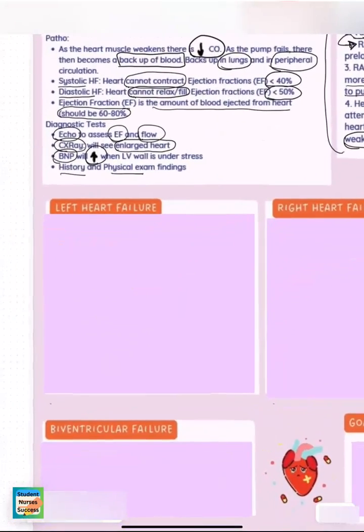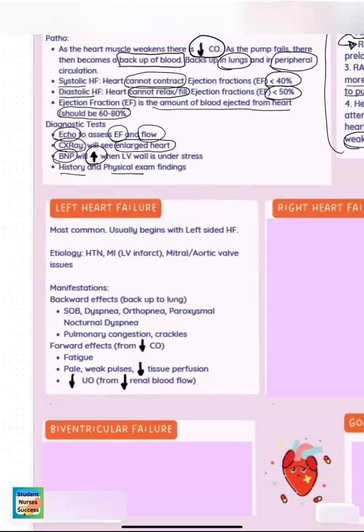Now let's talk about the different types of heart failure. The first one I want to talk about is left-sided heart failure. Left-sided heart failure is the most common thing that we see. Left-sided heart failure means the left side of the heart has become weak and is starting to fail, primarily the left ventricle.